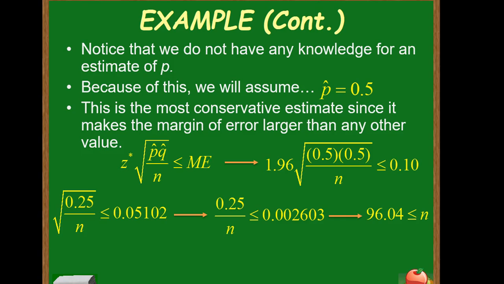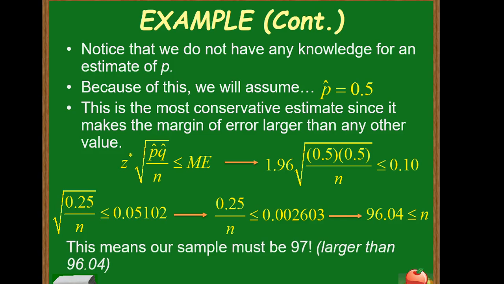Since n has to be bigger than 96.04, that would basically mean that our sample size must be 97, which is the next largest sample size that we can take that is still bigger than 96.04. Keep in mind, if we went down to 96, our margin of error would be a little bit bigger than 0.10. Although it would be very close, it still would be a little bit bigger. So we're going to have to go over 96.04 and get a sample of 97.